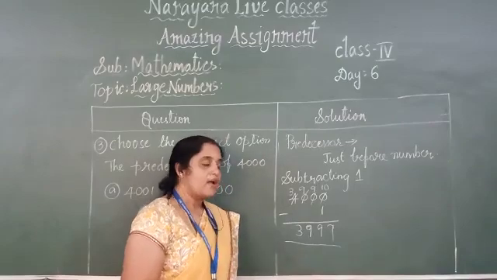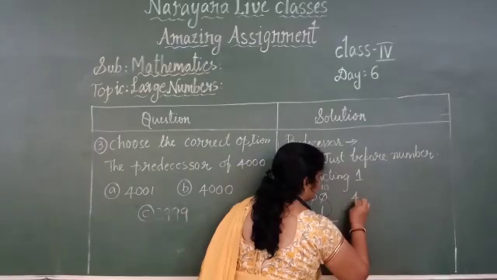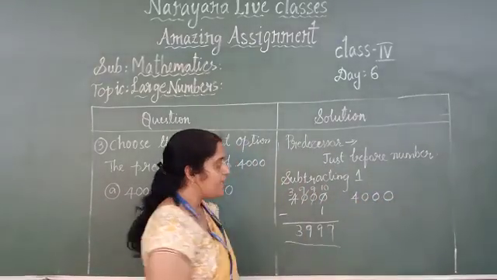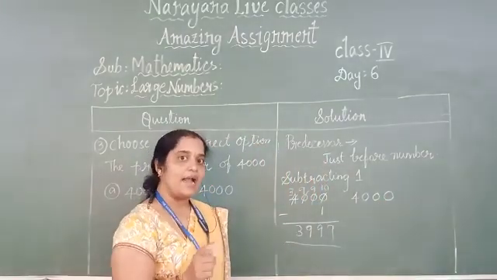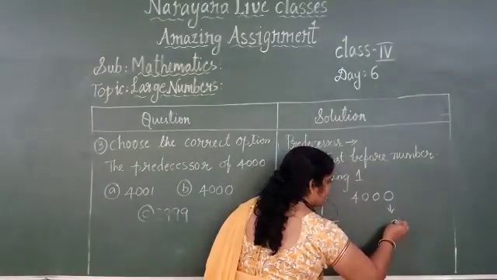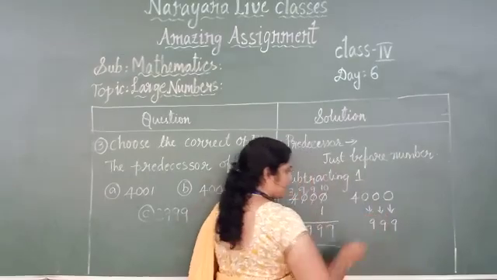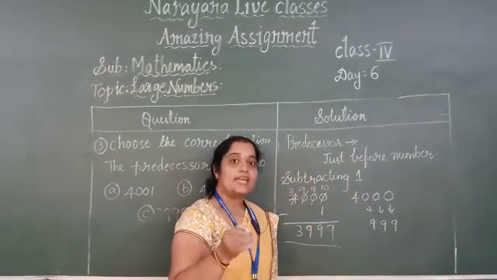I told a tricky method for the successor. I am telling the predecessor also. If a number is ending with continuous zeros, the zeros are replaced by 9. And whatever is next to the 0 will be decreased by 1.